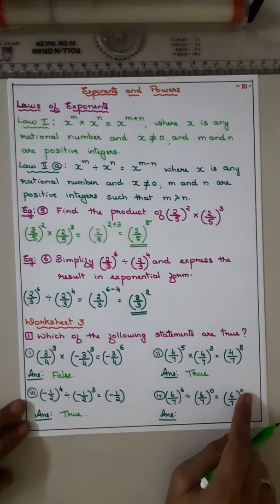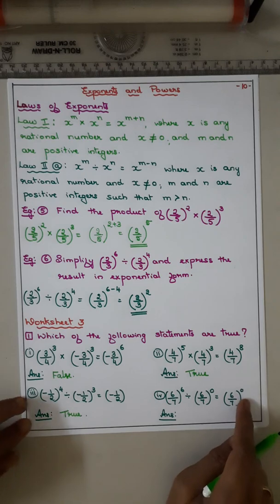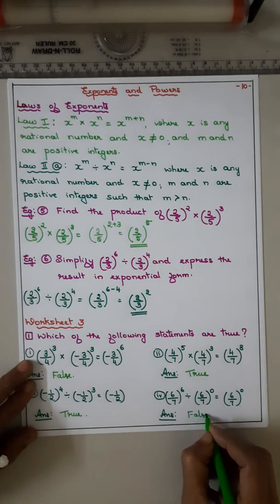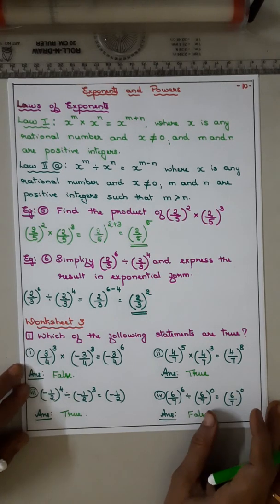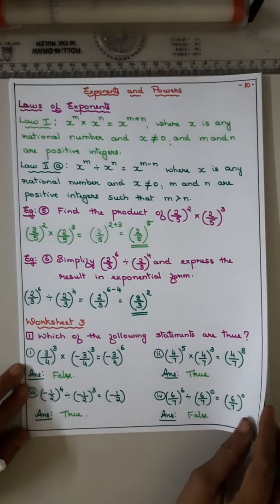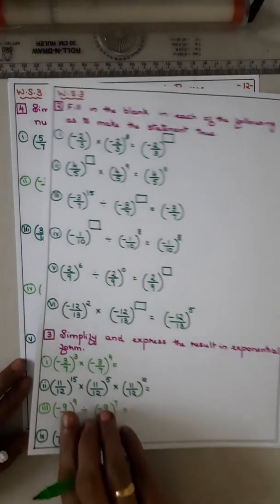But here it is given (6/7)^0. So this is false. Actually, what is the answer? (6/7)^6. Understood? So this was about question number 1 up to the 4th subdivision.